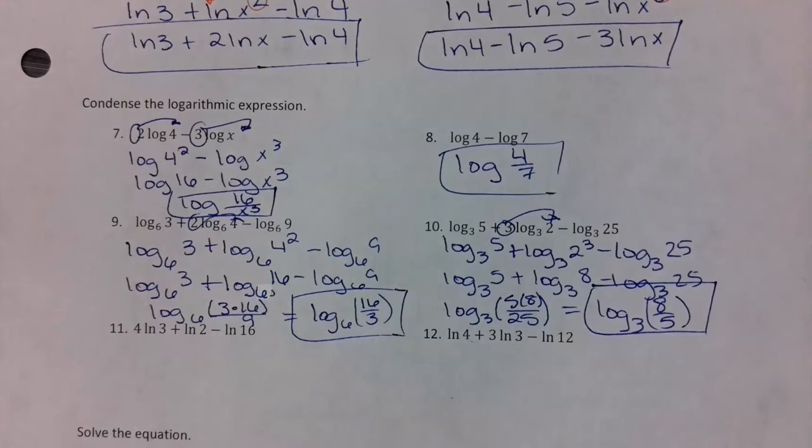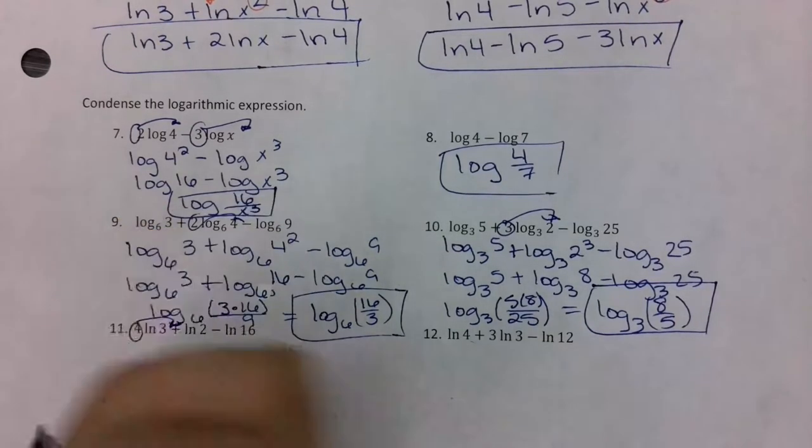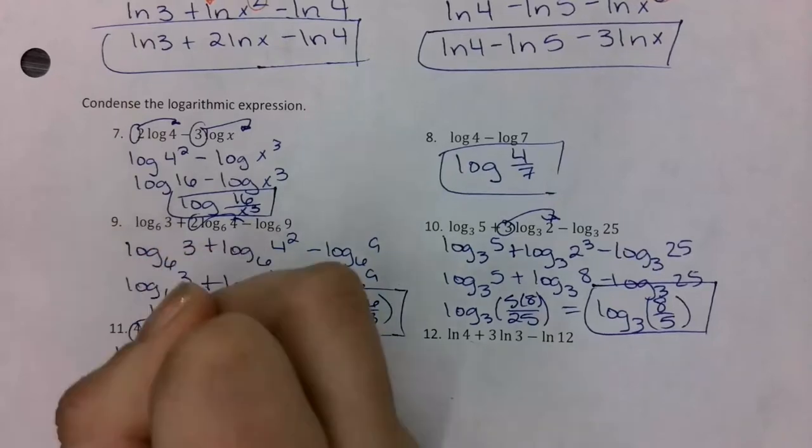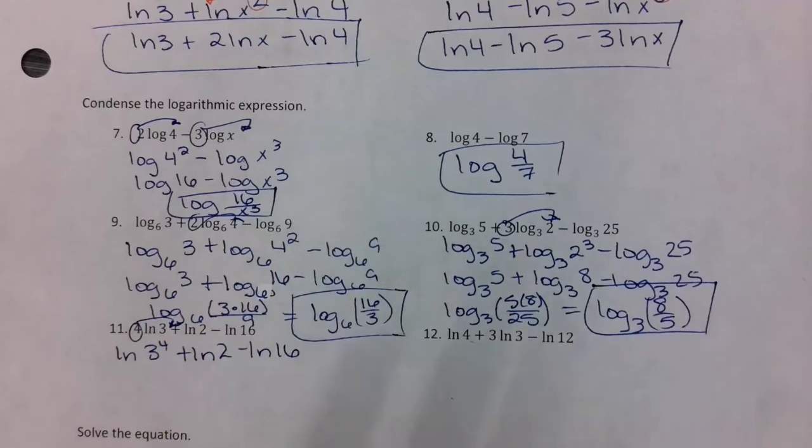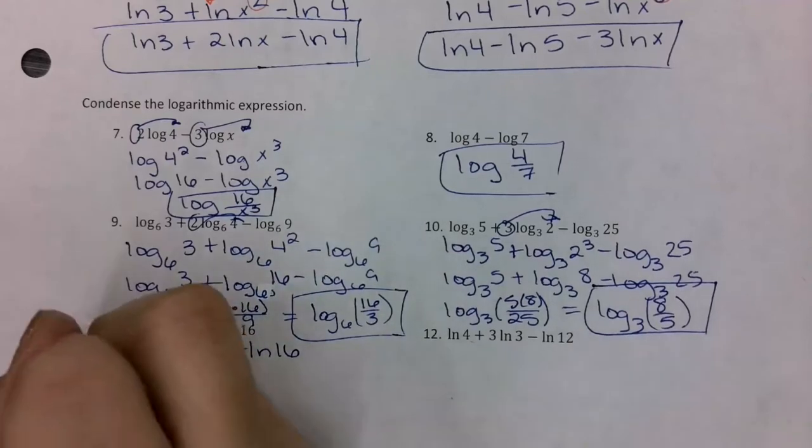Okay. Same thing with ln. I'm going to turn it back into an exponent, so it's going to become ln 3 to the 4th plus ln 2 minus ln 16. 3 to the 4th is 81.